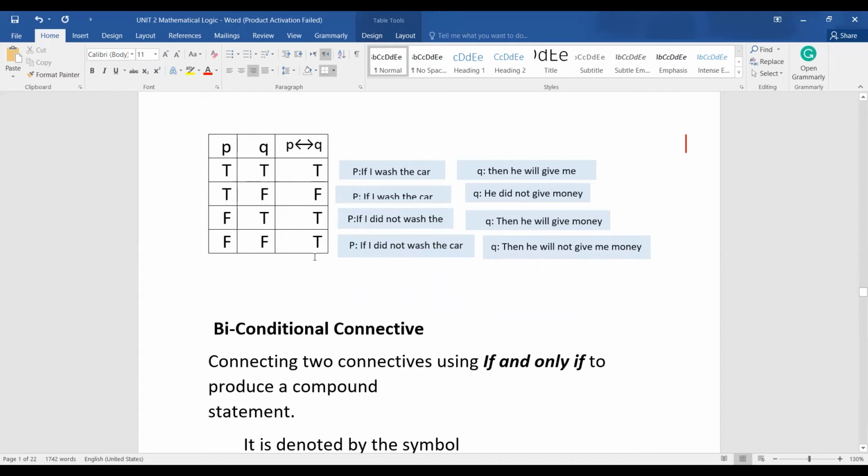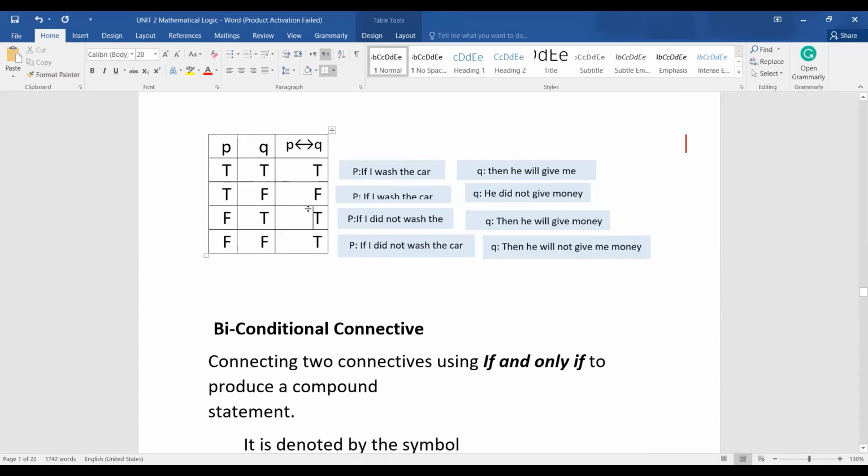In the third line? No, it would be true, because it's depending on Q. The second statement has to be true, then only we'll get true. But the statement is: if I did not wash the car, then he will give money. So he will not give money in that case, right? So I think the answer should be false, no? Yeah, that's also what I thought.